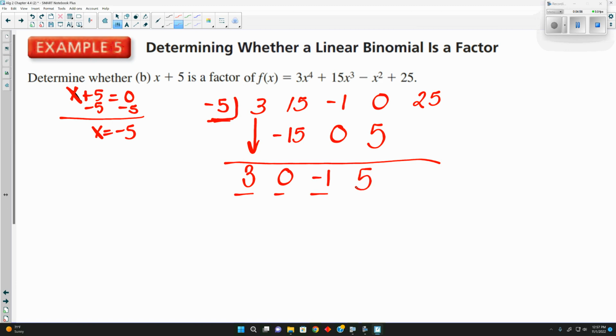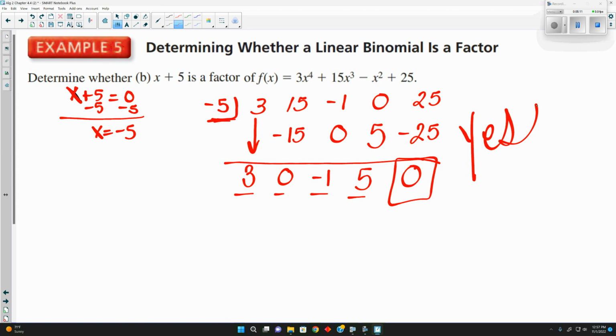And lastly, negative 5 times 5 is negative 25. And 25 plus negative 25 is? Yes, this is a factor. Because it is a factor when the remainder is 0.